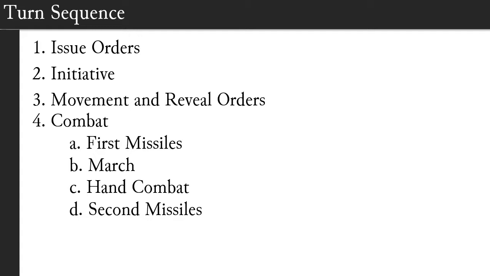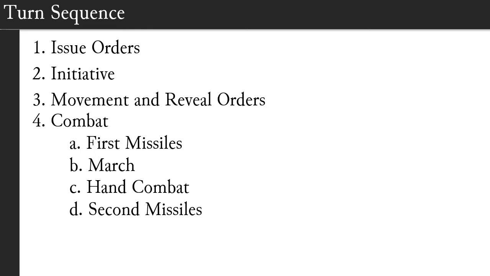The next wave is hand combat. In hand combat, everything is simultaneous. All units engaged in hand combat act this turn, and there is really no alternating going back and forth. Basically the players are going to say, okay, we're going to go to this combat over here, and both players are going to make their attacks.